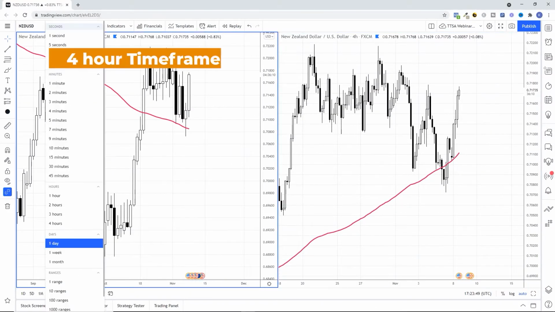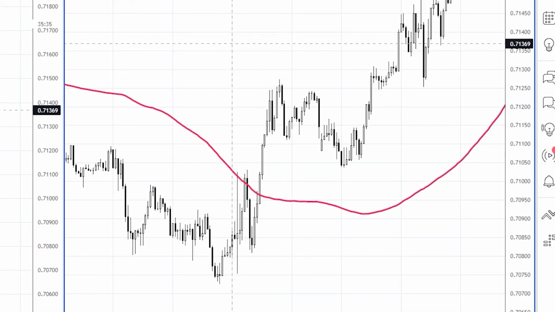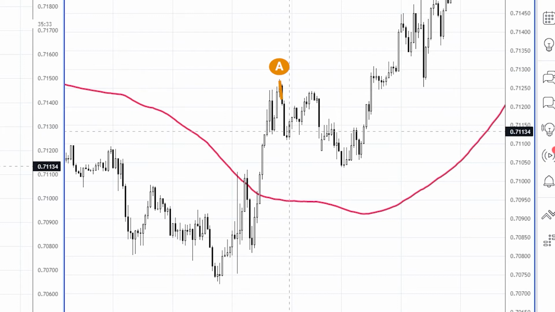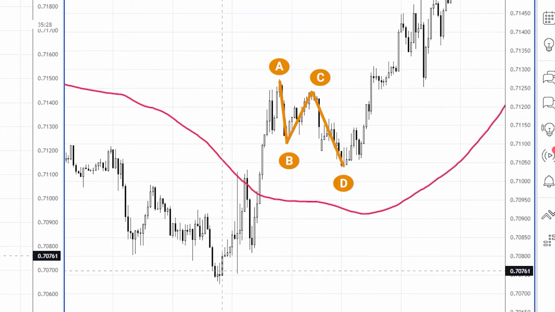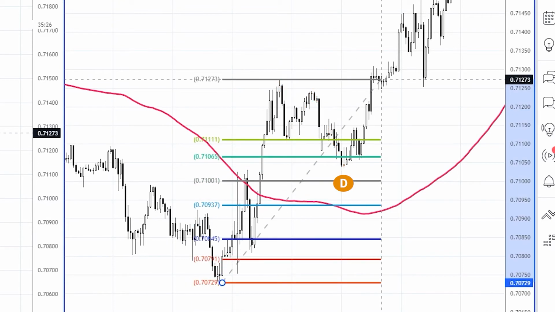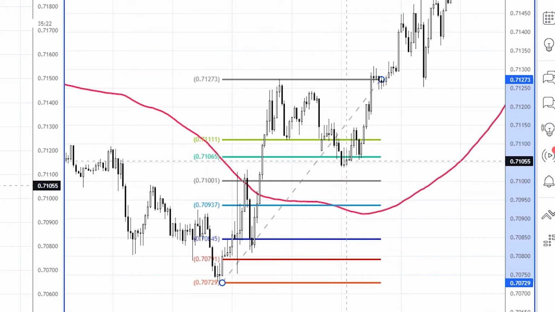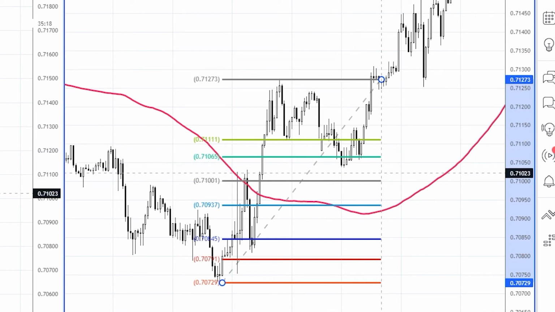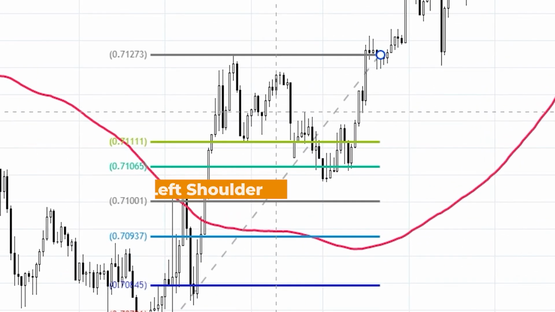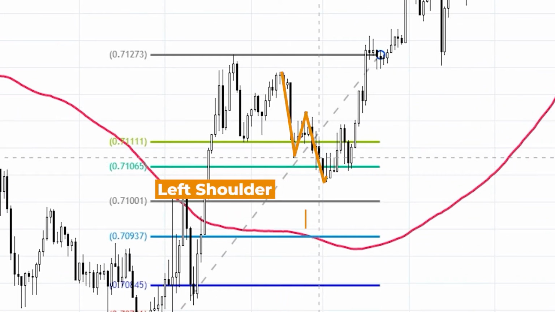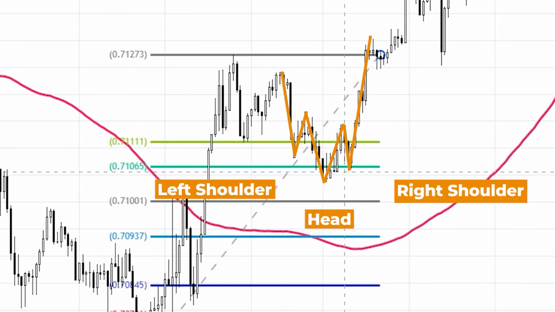Now if I put the 4-hour on the left and the 15-minute on the right, what I want you to see here on the 15-minute is an A, B, C, D, and that D point is coming in at the 382 level. Now when we see prices bouncing off the 382 level, it's indicating power to the upside in this case. And what you can also see here is a left shoulder, a head, and a right shoulder. The right shoulder bouncing right off the 382.